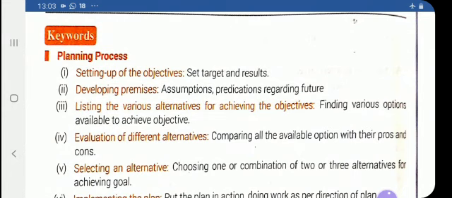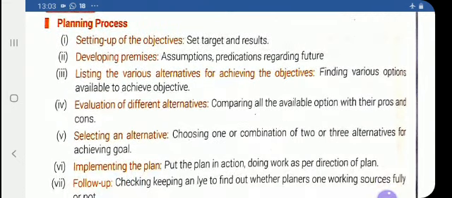This is a very important step in planning, as accurate analysis of various alternatives is important for taking the correct decisions. So we have to evaluate which alternative is the most suitable for the organization. Now, after comparing all the benefits, all the advantages and disadvantages, we come to the conclusion of decision making, that is selecting an alternative.